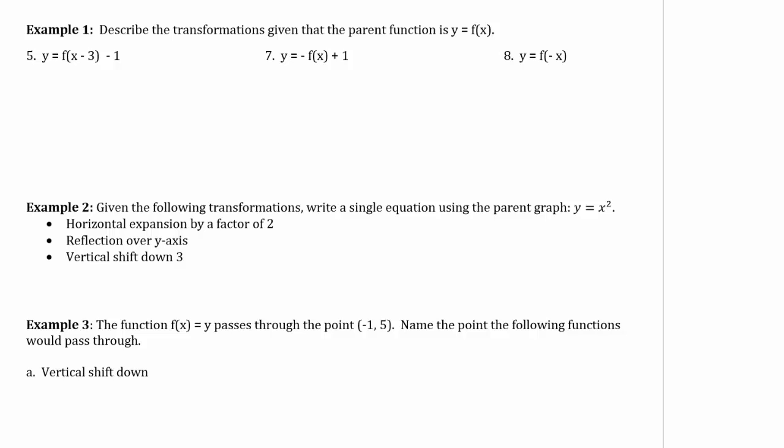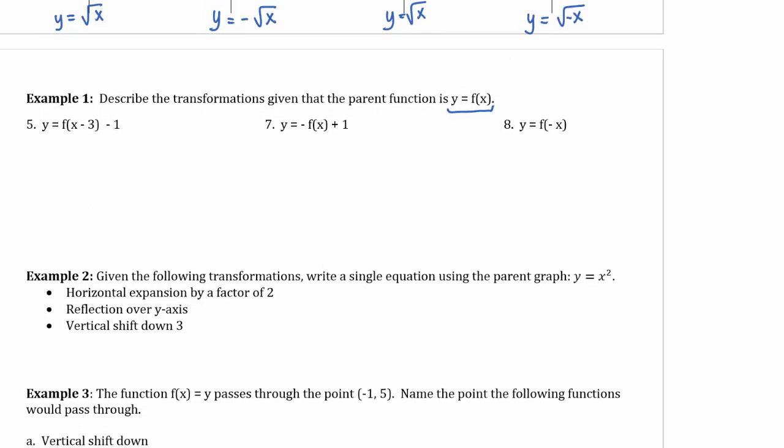So example 1, we're going to describe the transformations given that the parent function is y equals f of x. So again, f of x is just a function. And I want you to remember two things. I remember that x is with x and y is with f of x. Right? Because x is obviously x, and remember, f of x is just a fancy way of saying y. It's just function notation. So this is what you really need to remember.